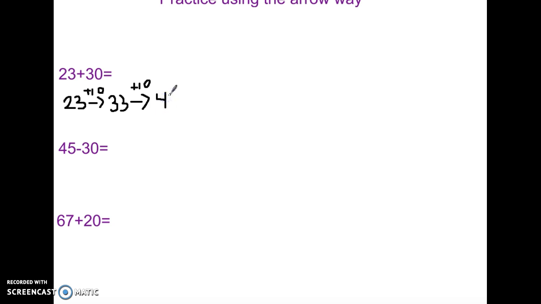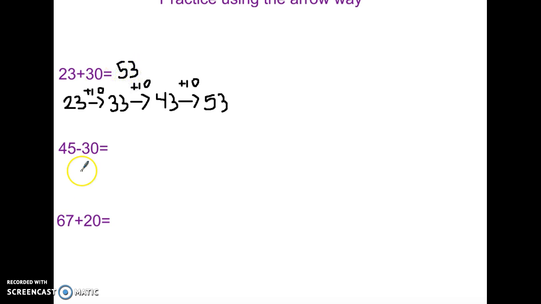Am I done yet? No, I am not, because I only have 20. And remember, 23 plus 30. Whatever's above the arrow has to equal the number that we're adding or subtracting. So I need another arrow plus 10. What's 43 plus 10? 53. All right, are we done now? Yeah, we're done because 10 plus 10 plus 10 equals 30, and there's our 30. So our answer is 53.